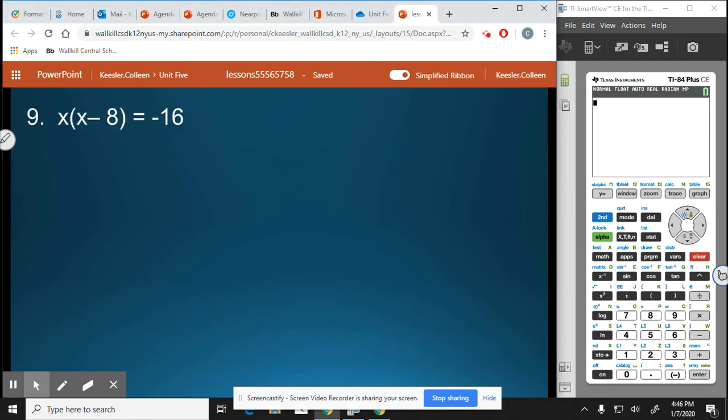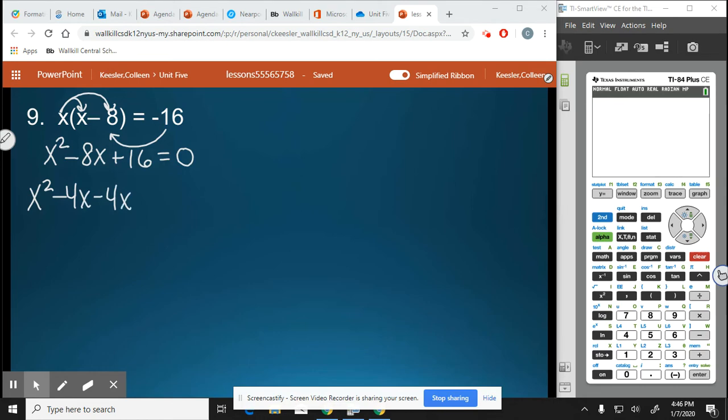All right, number 9. So same idea, I just got to get it to standard form first. X times x is x squared. X times negative 8 is negative 8x. Then I want to bring this 16 to the side, so plus 16 equals 0. So now I have a factor of 16. I need the numbers that are factors of 16 that have a sum of negative 8, and that would be negative 4 and negative 4. So x squared minus 4x plus 16 equals 0.